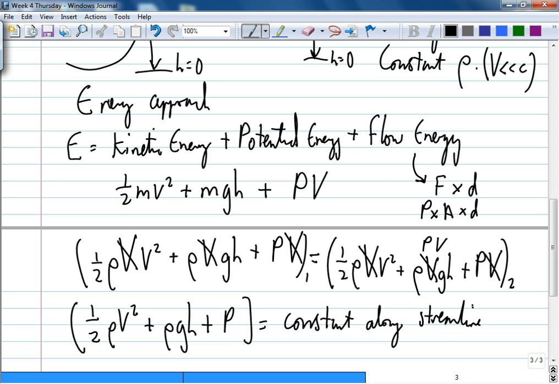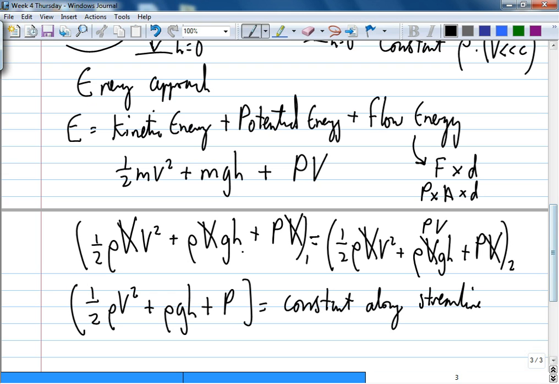Okay, that's your Bernoulli equation. So this is the energy approach. Very easy, isn't it? The only complicated part is that flow energy part, because energy flows through.